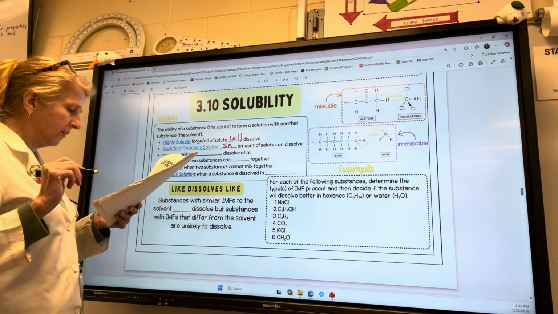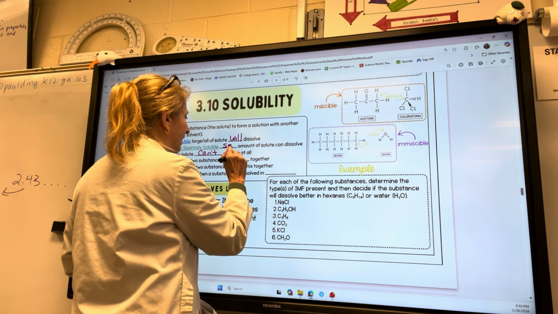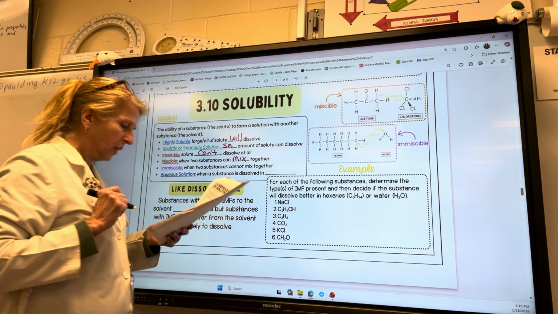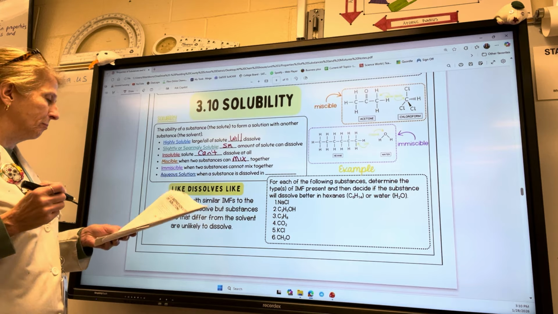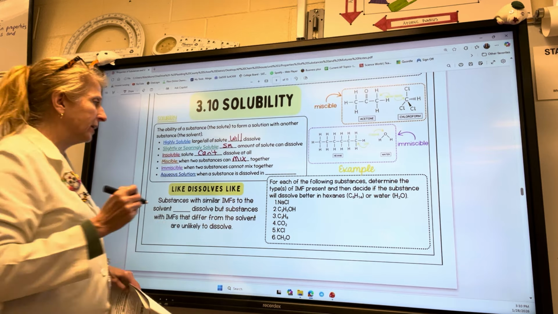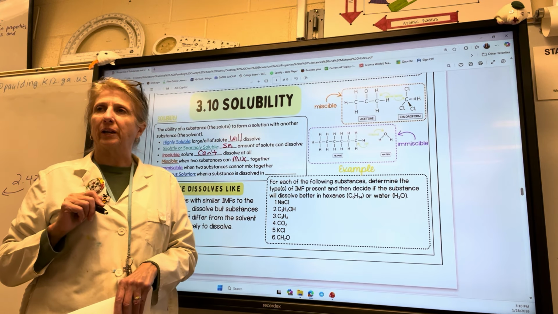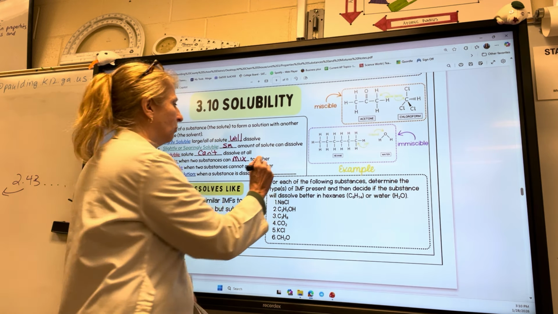If it's miscible, what will it do? It will mix. It almost sounds like it's saying mixable, but it's miscible. Immiscible, it cannot mix. And an aqueous solution is in what? What does aqueous mean? Water, that's right, it is water. Okay, so there are some things that are mixable.